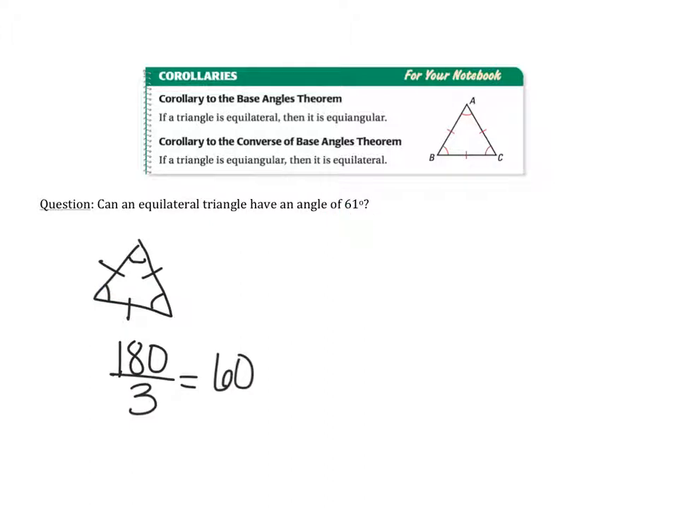Therefore, you could not have an angle of 61 degrees. In any equilateral or equiangular triangle, you will always have angle measures of 60 degrees for all 3 angles. I would write that down on my notes.